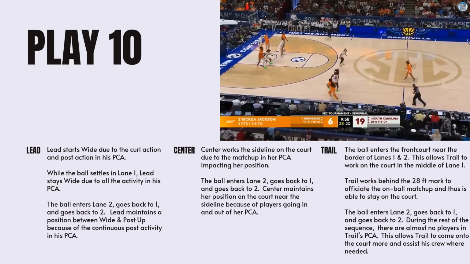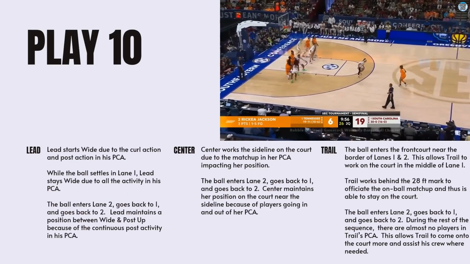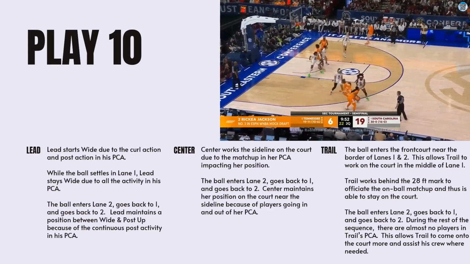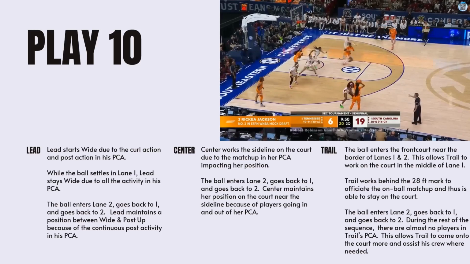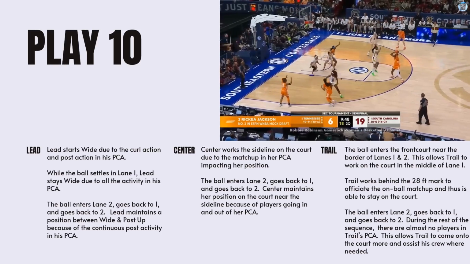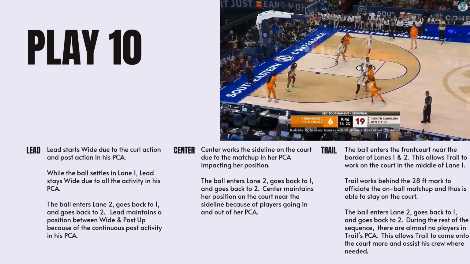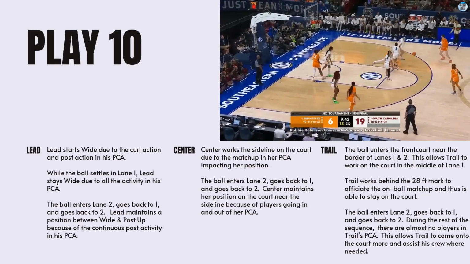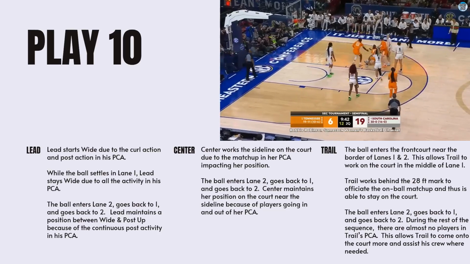Because the ball is on the borders of lane 1 and 2, trail is able to work on the court in the middle of lane 1. He works behind the 28-foot mark to officiate the on-ball matchup and stays on the court. During the rest of the sequence, there are almost no players in trail's PCA, and he can work on the court and assist his crew where needed.